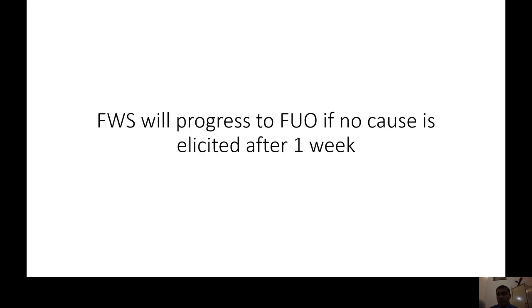Most of them are actually viral infections. But if you can't find a cause for the fever without source within a period of 1 week, then it becomes fever of unknown origin or pyrexia of unknown origin.